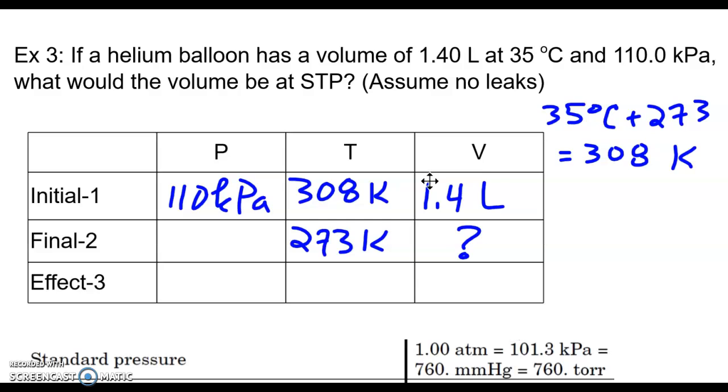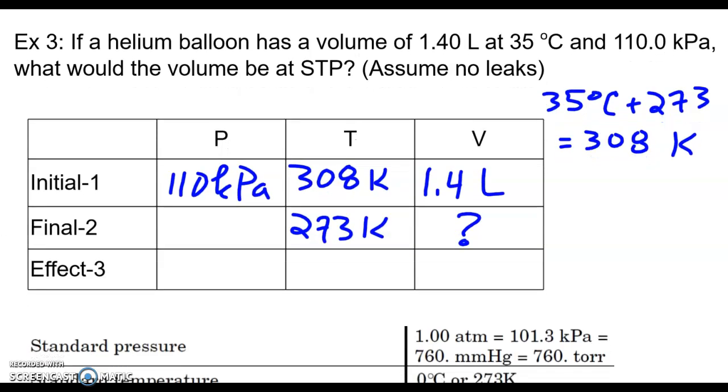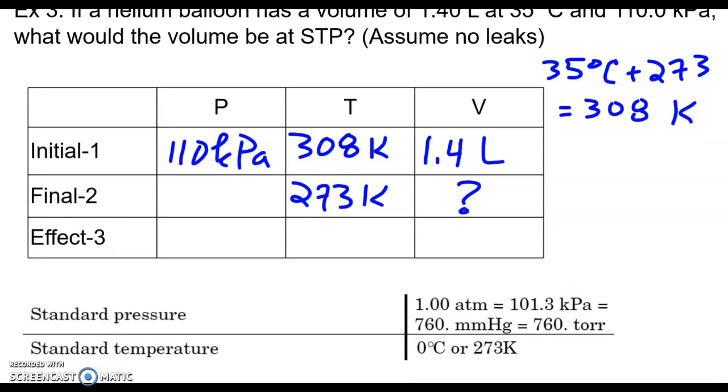We're also going to need to determine the final pressure because we're told STP, but we're also provided with a unit for pressure, in this case kilopascals. So I'm going to need to use 101.3 as my value for standard pressure so that my units will match. We're now ready to fill in row 3, the effect row.